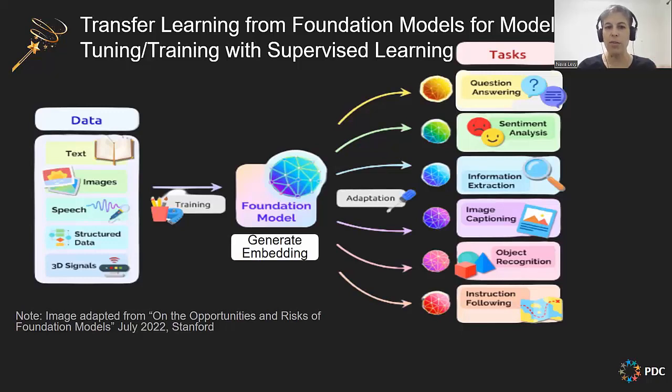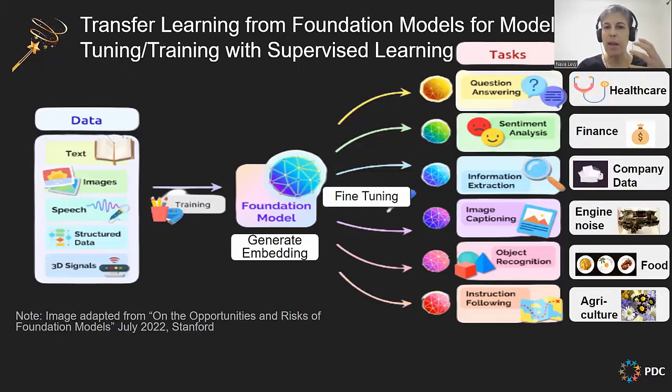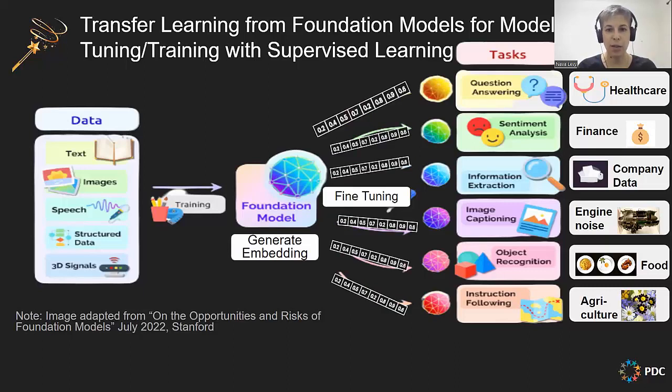Now, one of the common ways of transferring the learning from the foundation model is by generating an embedding on your own data. You run an image or a paragraph of text through the foundation model, and you generate an embedding. An embedding is basically a vector of numbers, floating point numbers. Maybe it's 1,000 or 2,000 numbers, maybe more, maybe less. And you can do this on your own data with just hundreds of samples or maybe only thousands of samples, not just for specific tasks, but also for a specific domain. Maybe it's finance or healthcare or agriculture.